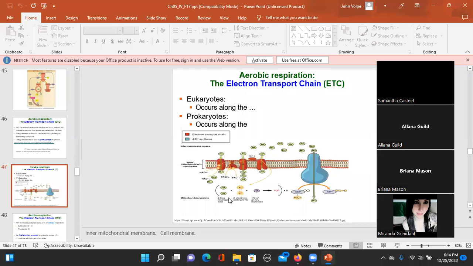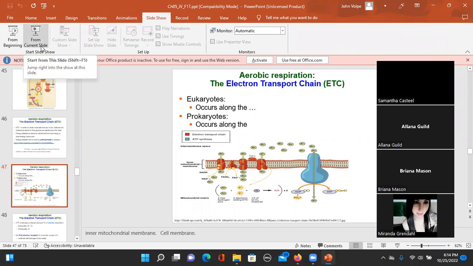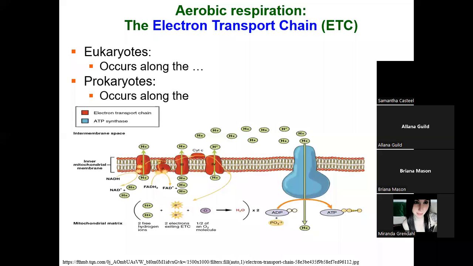In the electron transport chain, the electrons are carried by NADH and FADH2 to proteins in a chain, meaning one after the other, in a membrane. In eukaryotes, this is the inner mitochondrial membrane. In prokaryotes, this is the cell membrane. And the electrons transport from one protein in the chain of proteins to the next. Why it's called the electron transport chain.